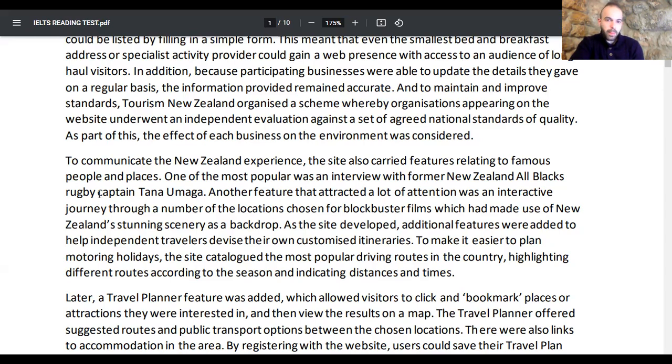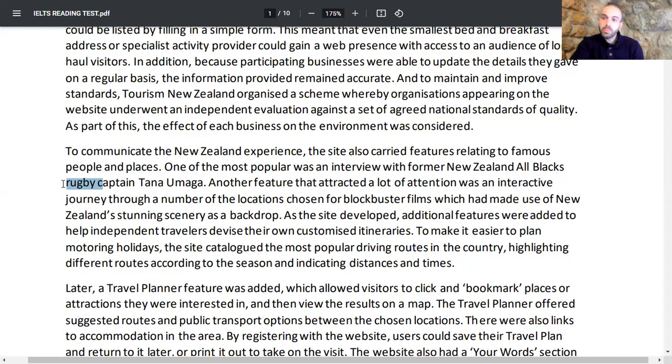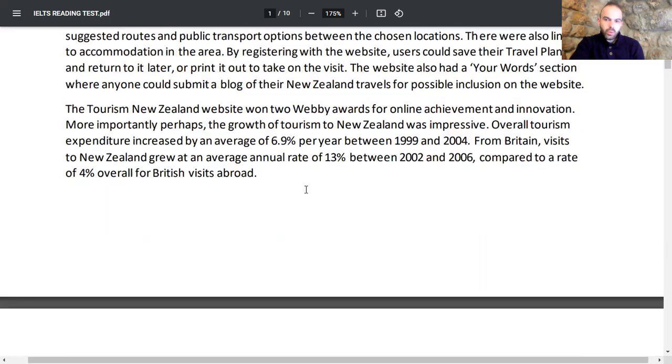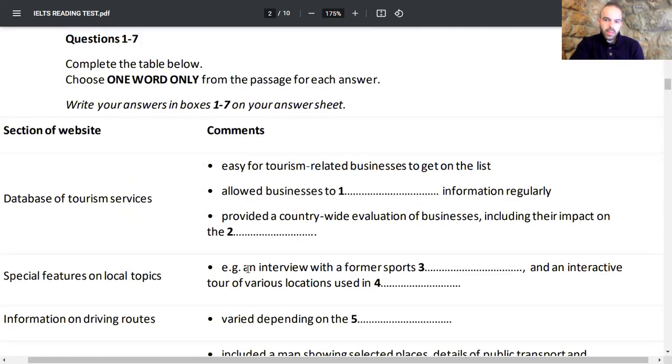As you can see, we have rugby. Rugby is a synonym of sports, so it's quite easy to spot this as well. When we go back to the number 3, it says, for example, an interview with a former sports captain and an interactive tool of various locations used in what?